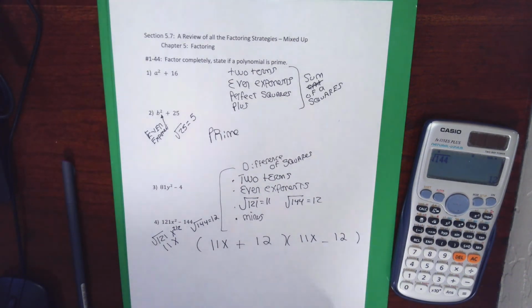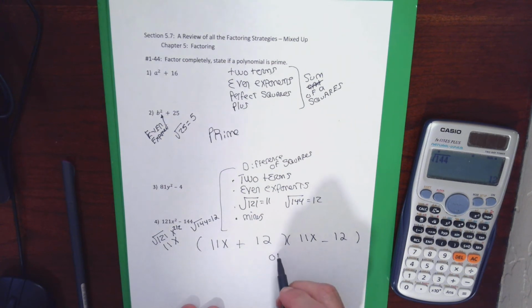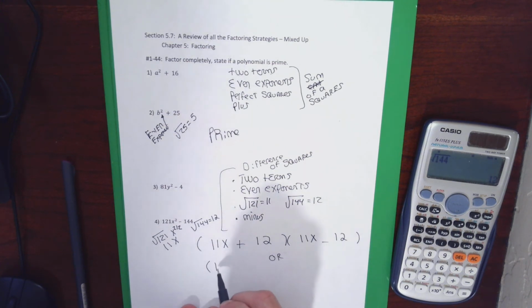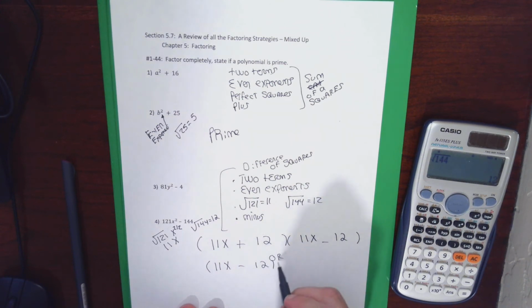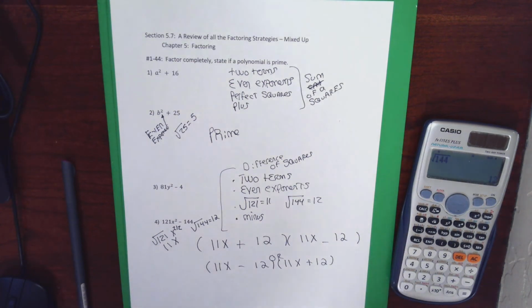I claim that's an answer for problem 4 that's acceptable. The alternate answer would have the parentheses in the opposite order. Anytime I get an answer that factors into 2 parentheses, it doesn't matter which parentheses you put first and which parentheses you put second, as long as the contents of the parentheses are the same.